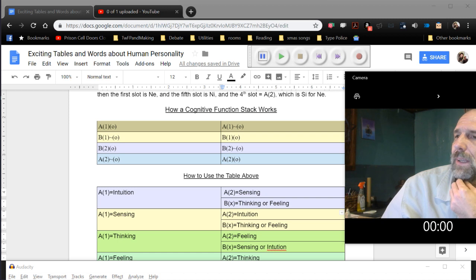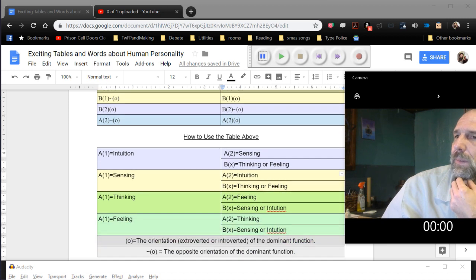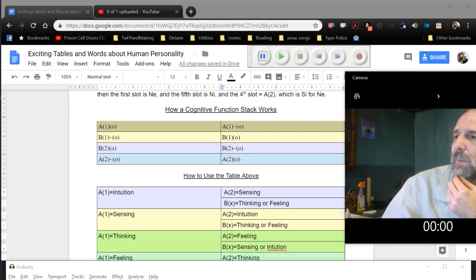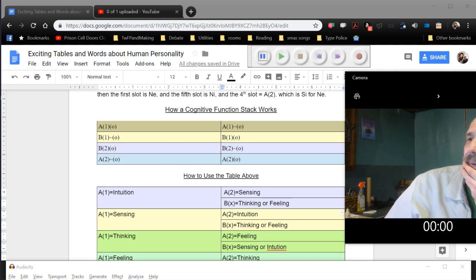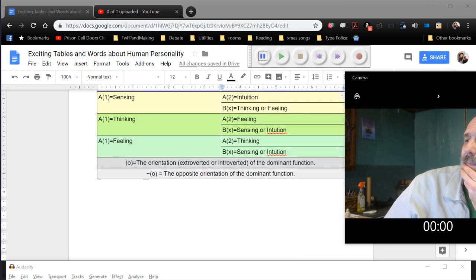Now, I don't see any BX, I just see B2. What's B1? Oh, I see, there's B1. So what it's saying is, if you have intuition first, then you have either thinking or feeling here and thinking or feeling here. Right? And the orientation, extroverted or introverted, of the second function is the opposite orientation of the dominant function.